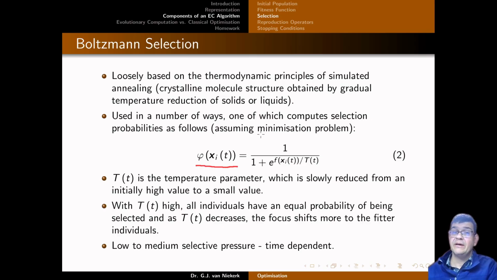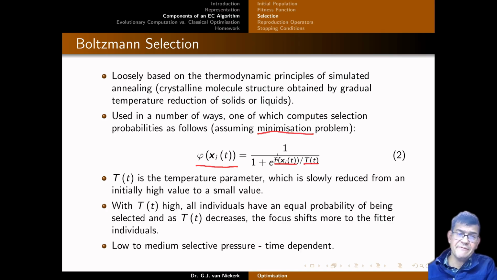And this is very importantly for a minimization problem. And of course, you can also extend this to a maximization problem. You just have to flip this fraction around. So how it works is you've got the fitness of your individual over here, f(x_i^t), which you divide by a temperature parameter, T_t. Okay, and that temperature variable starts at a very high level. For purposes of illustration, let's say it's near infinite.